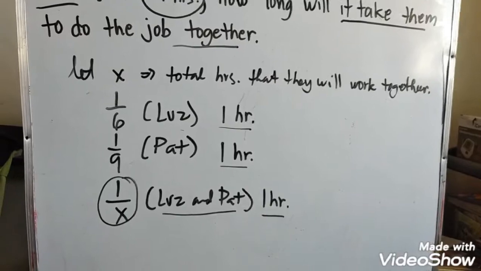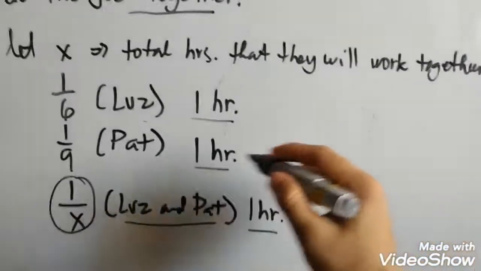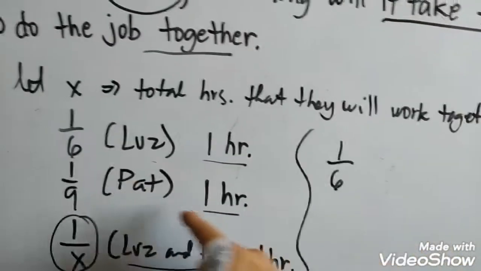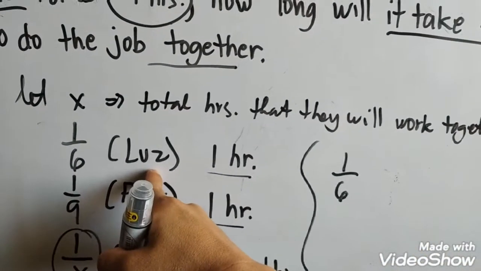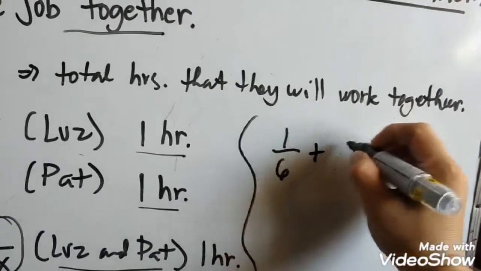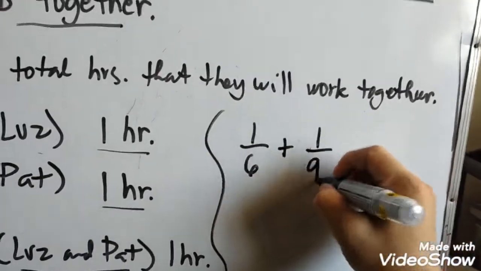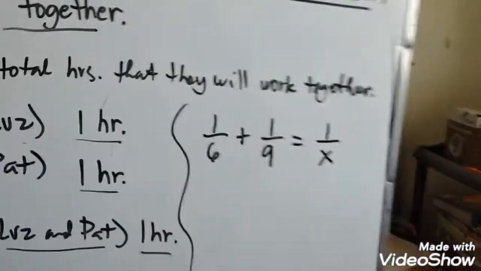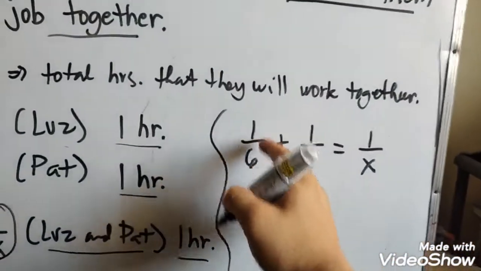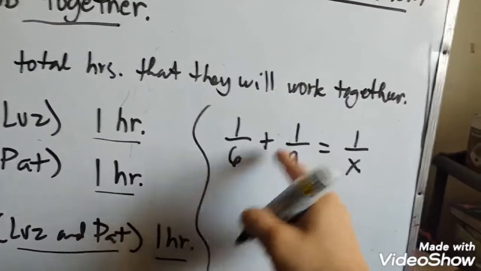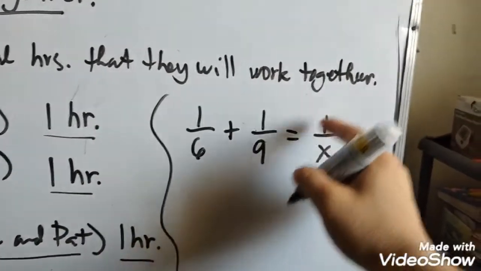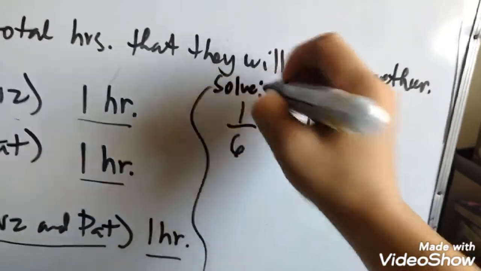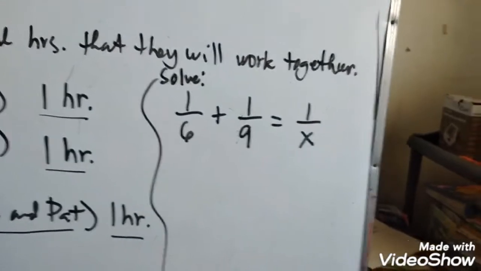Now, let us translate that in equation. We can represent as 1/6, so that is the part of Luz work for 1 hour, plus 1 over 9, yan naman yung gawa ni Pat, equal siya sa 1 over X. Okay? Again, this is Luz work, 1/6, plus 1/9 equals 1 over x. Now, based from this equation, I think we are ready to solve for x.